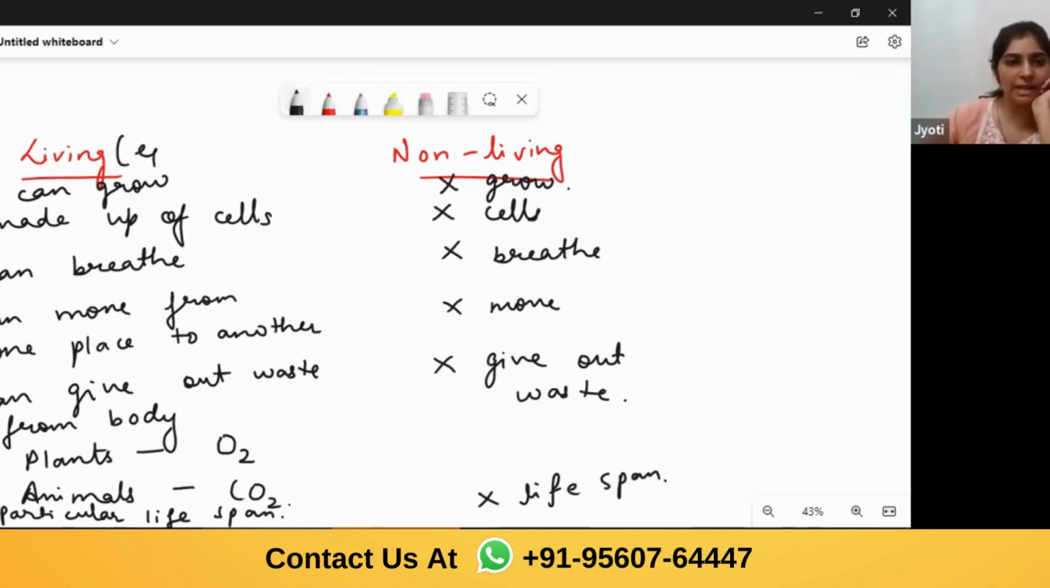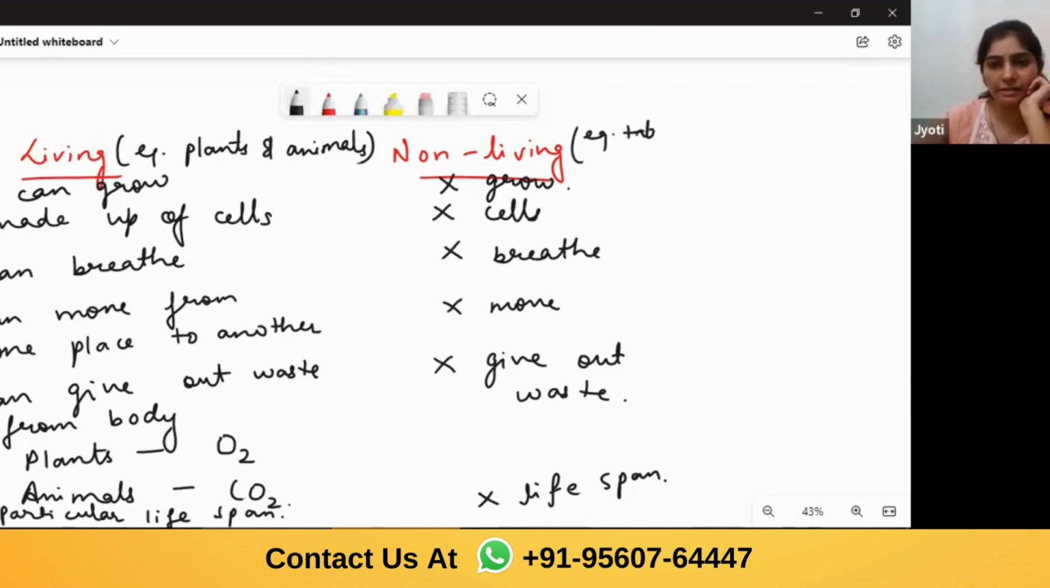An example of living can be plants and animals, and an example of non-living can be your table, chair, etc.